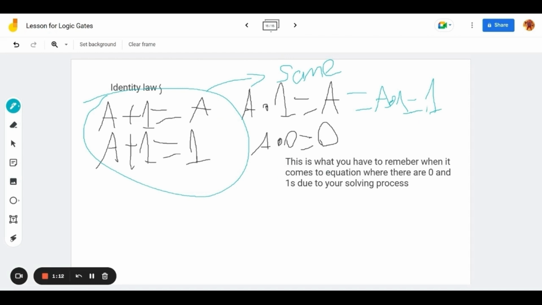So this is one of the first laws. The second law we're going to be talking about is the idempotent law right here. What this law basically shows you is what to do if there's two of the same inputs or variables added or multiplied together. It basically just shows you that if there's two of the same inputs or variables being added together or multiplied together, it ends up being just the same variable. Here's what I mean.